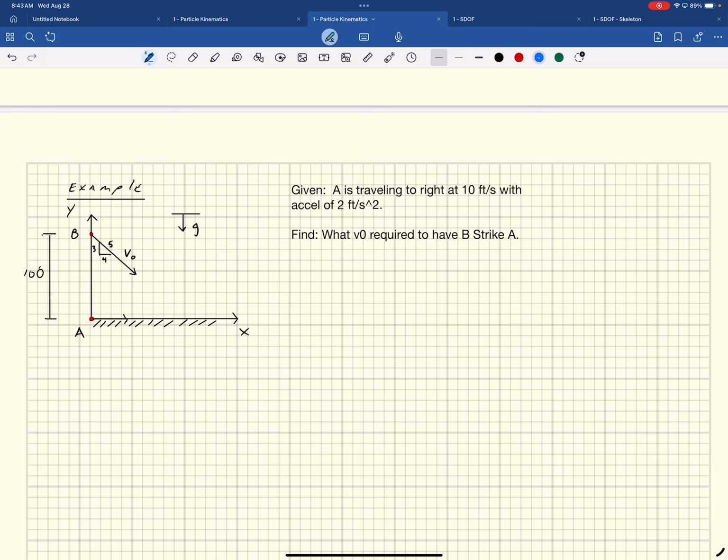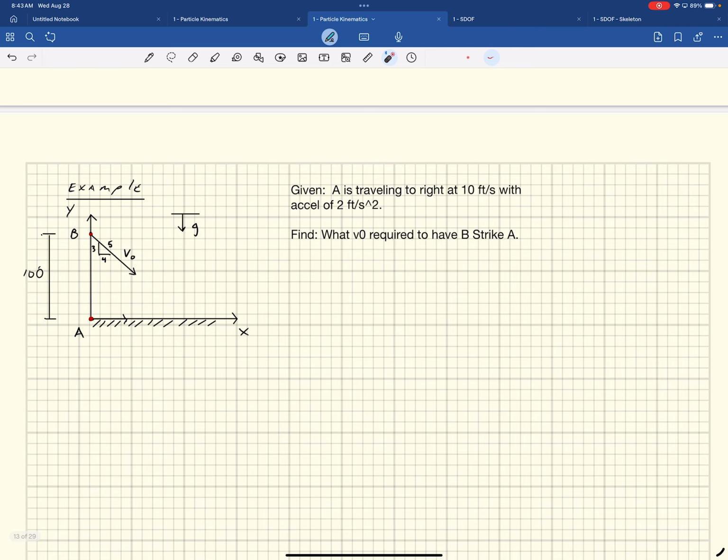So in this case, we have maybe a vehicle down here traveling from left to right, and it has 10 feet per second, and it is accelerating at 2 feet per second squared. And then up here, we've got a really weird cannon that has a fixed position. It can't rotate at all. It's a fixed position, but we could change the velocity at which the projectile comes out of it.